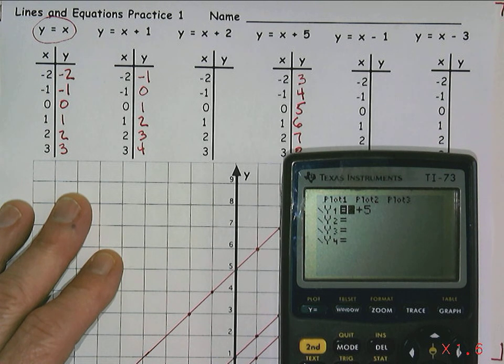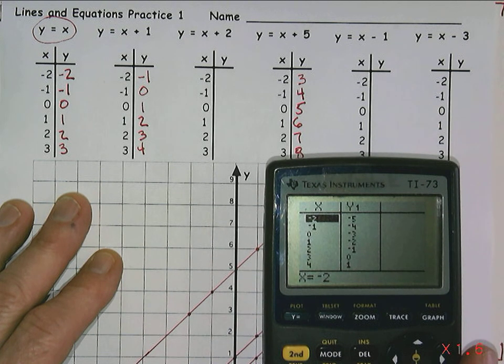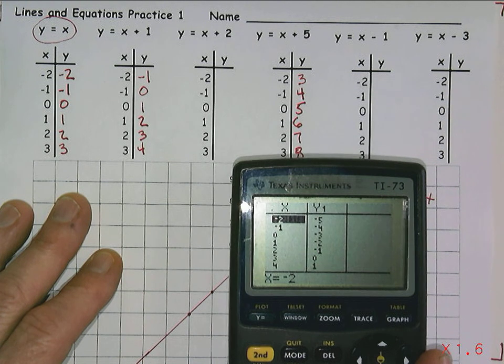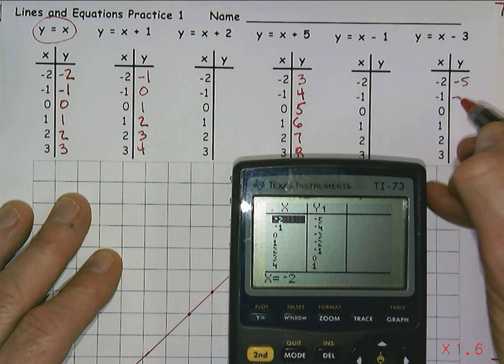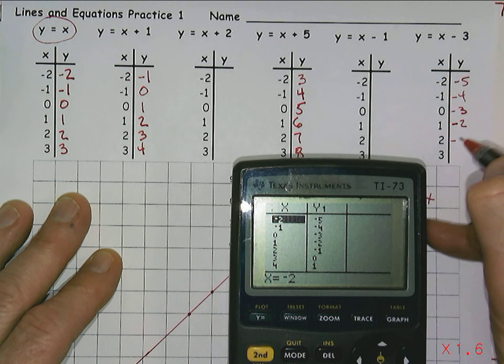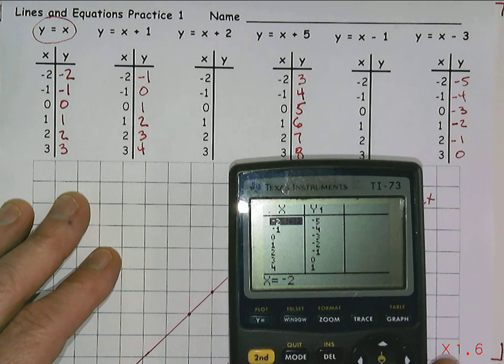I'm doing x minus 3 since we have that on this table, and I could find it that way. And so there's my values for x minus 3. We have negative 5, negative 4, negative 3, negative 2, negative 1, and 0. And then I can graph those points and see where that line falls.